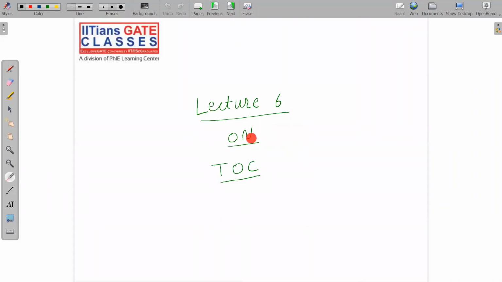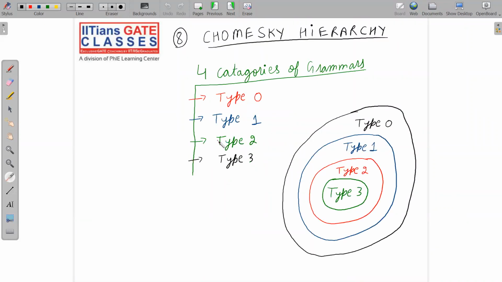This is your lecture 6 on TOC, and in this lecture we are going to start the 8th topic according to the syllabus of your second chapter, that is finite automata and regular languages. If you have not seen the syllabus of the second chapter, then please watch my second video on TOC. In that video, in the starting itself, I have explained the syllabus of the second chapter, and according to that syllabus, or you can say according to that sequence, I am saying that we are going to start the 8th topic.